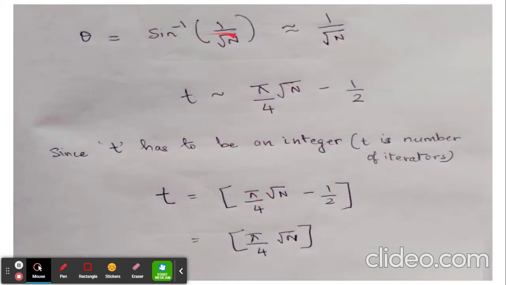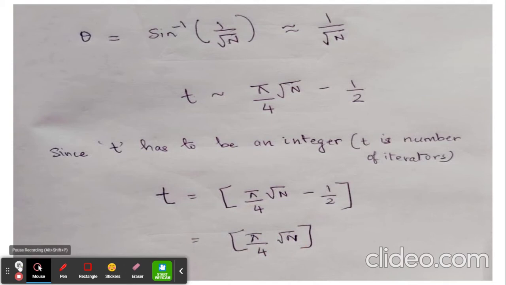Now we know that theta was sine inverse of 1 by root n, which can be approximated using a Taylor series as 1 by root n. Then this will be t, but t is the number of iterations. It has to be an integer, a natural number. So when you take the floor of it, so that you get the least iterations you can achieve, it is pi by 4 root n. If you substitute n equal to 2 or n equal to 3, you get the same number of iterations which we did last time. So that is why Grover's algorithm is around root n.